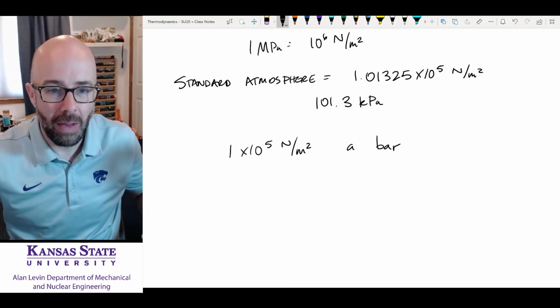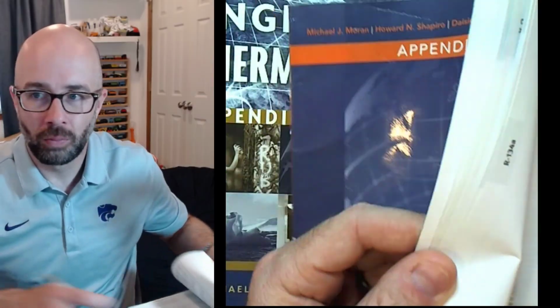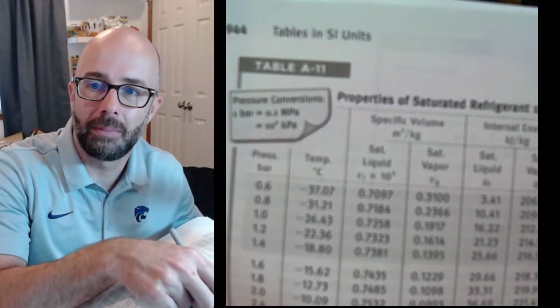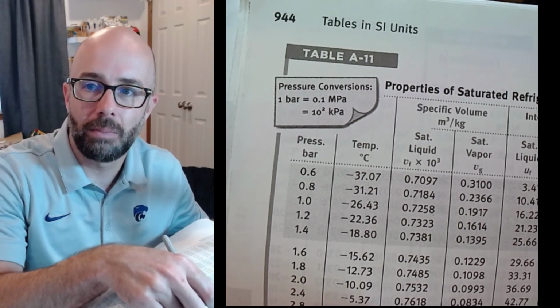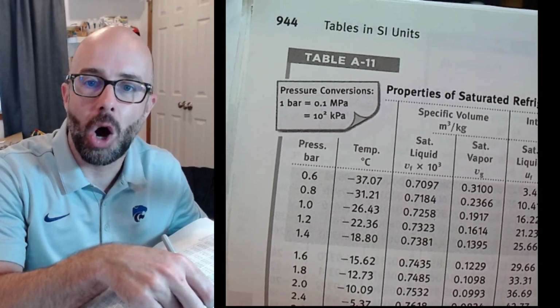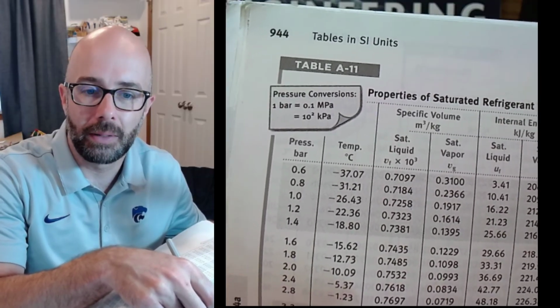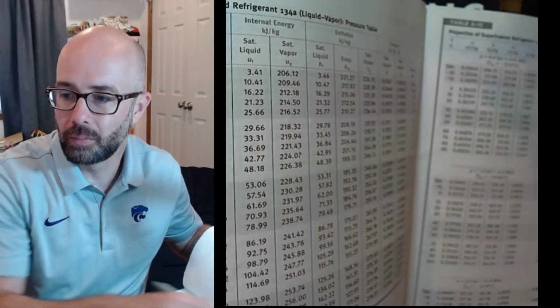In fact, if we go back to our document camera, it's so popular that here in the corner of all of our tables, there's going to be a pressure conversion between 1 bar, kilopascals, and megapascals. That's probably easier to see here. See how it says 1 bar? That conversion is going to be there all the time for you to look at. It's an important thing for us to work with.